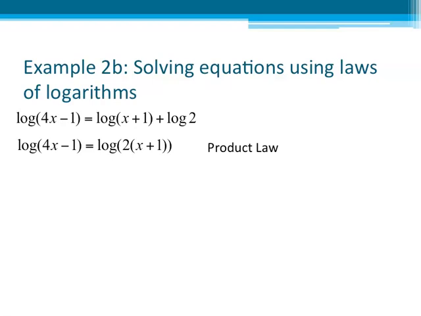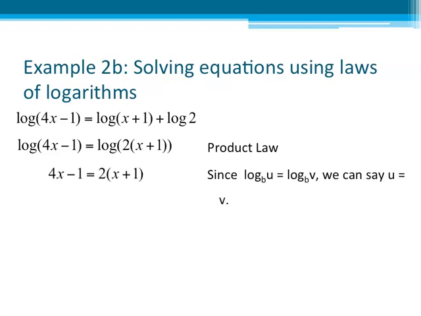Now, a single logarithm on both sides. So we can write this as 4x minus 1 equals 2 times x plus 1. Now we'll go ahead and distribute. So we have 4x minus 1 equals 2x plus 2. Then subtract 2x from both sides, add 1 to both sides, so 2x equals 3. Get x by itself, so we have x is equal to 3 halves.